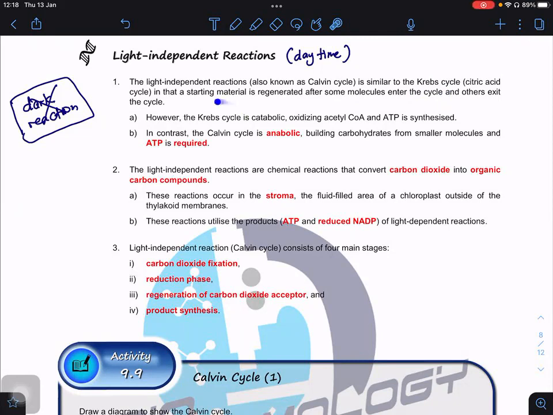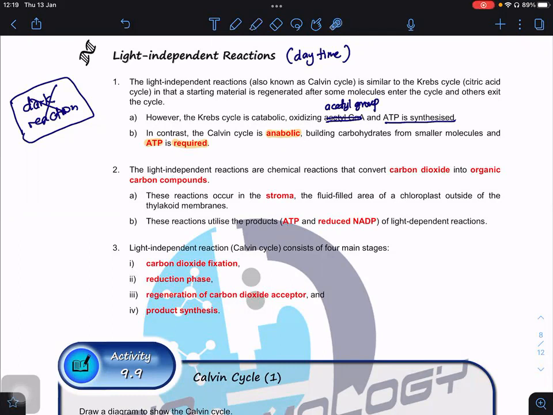Krebs cycle is catabolic, meaning you break down the substances, correct? Oxidizing the acetyl-CoA, or more precisely, we oxidize the acetyl group. Change it, guys, to acetyl group rather than acetyl-CoA. They oxidize the acetyl group, and ATP is synthesized. But in contrast, Calvin cycle is anabolic, meaning we want to produce organic carbon compounds, and ATP is required in this process.